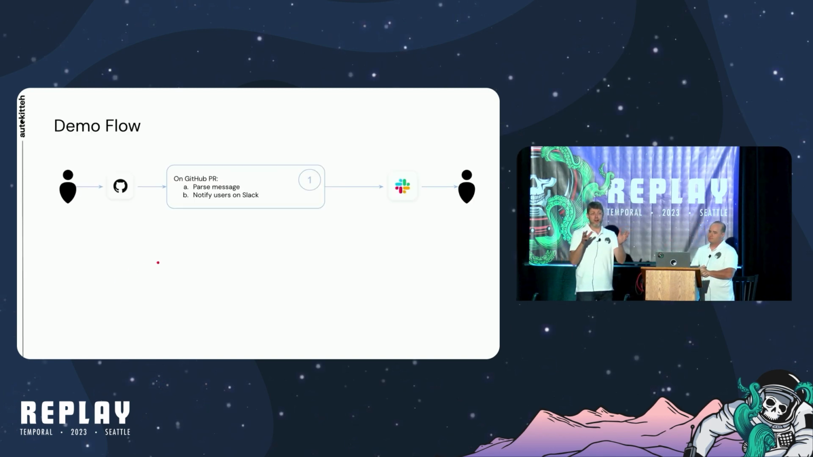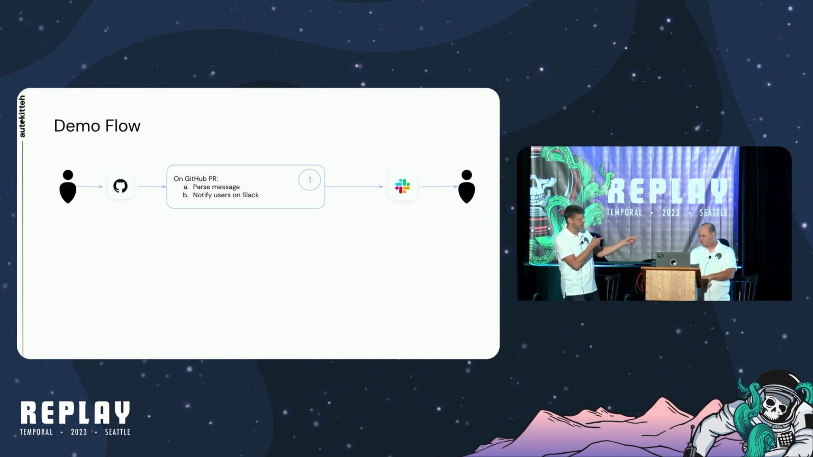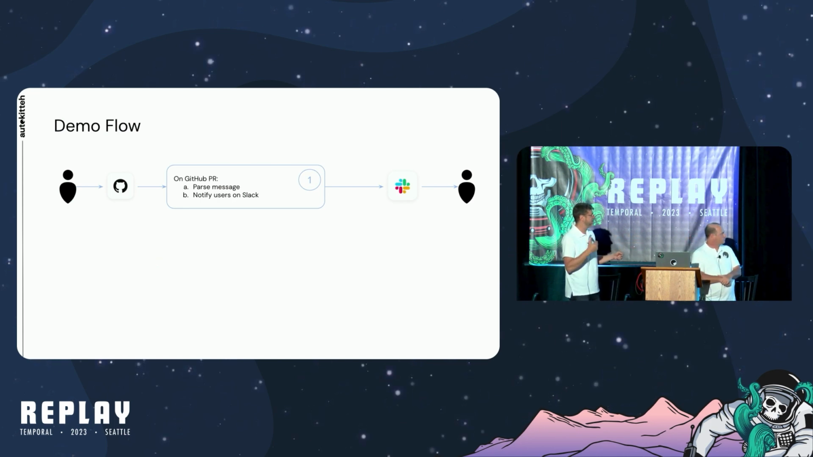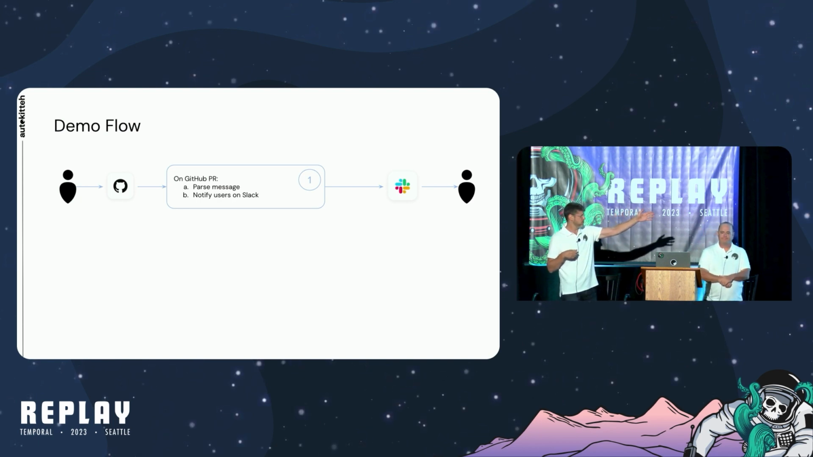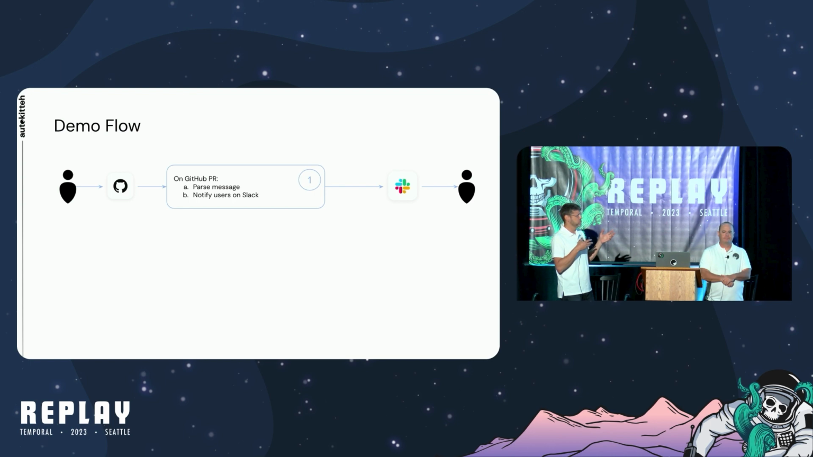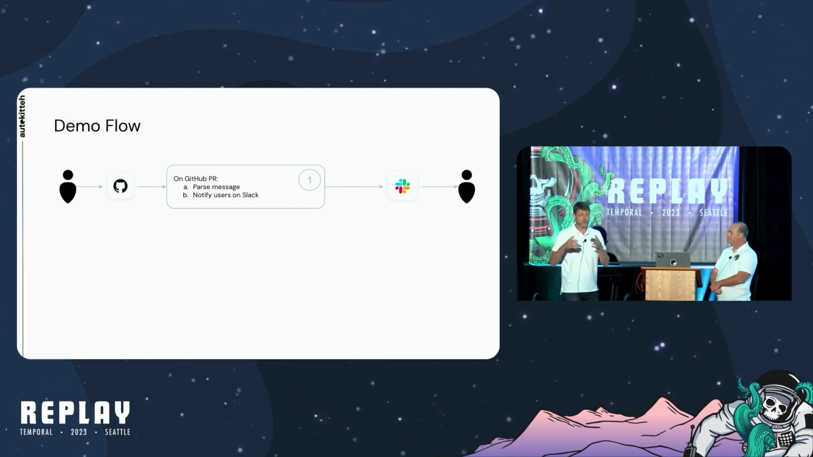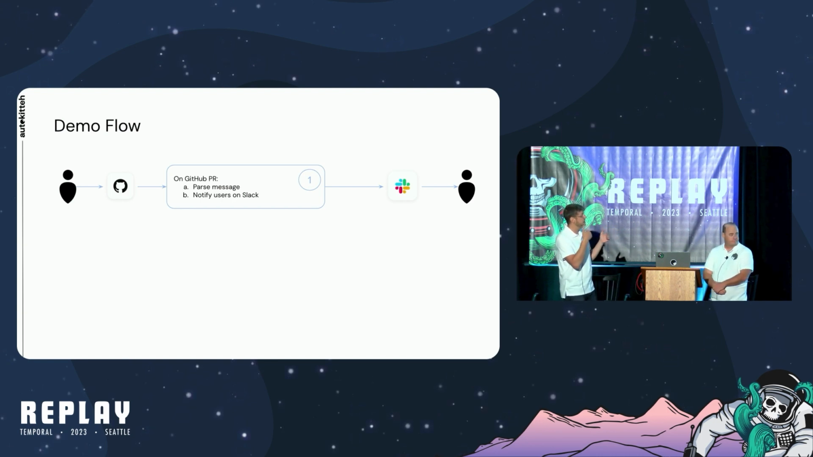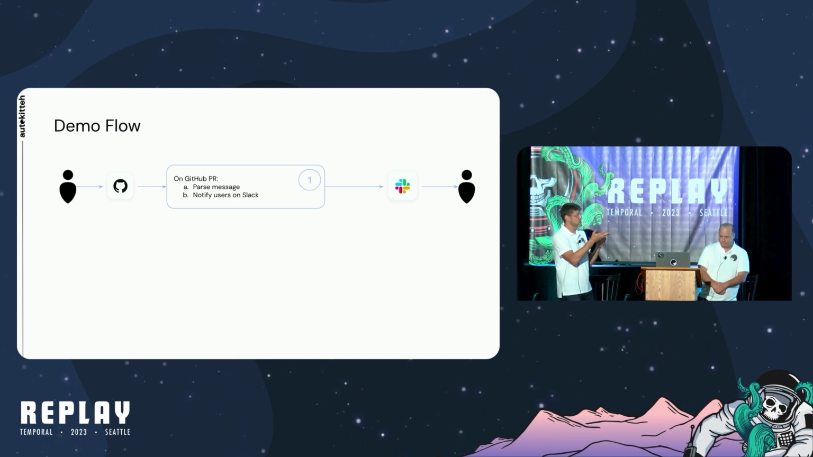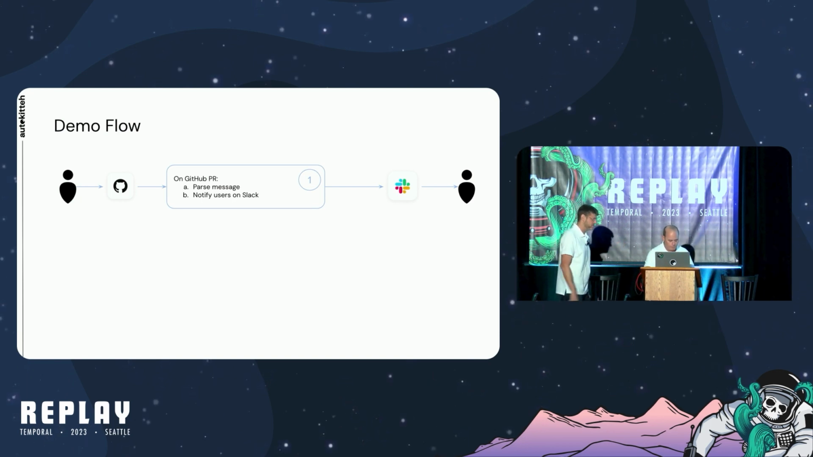So just to give you some context, let's say you want to build something quite simple, the thing that Itai built in a week a couple of years ago: when somebody does a pull request, it will trigger a workflow. The workflow will parse the message, see whether it fits, and then notify users in Slack. Pretty simple, right? So let's see how it works.